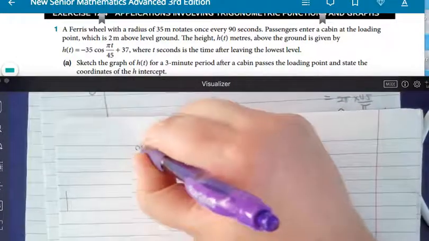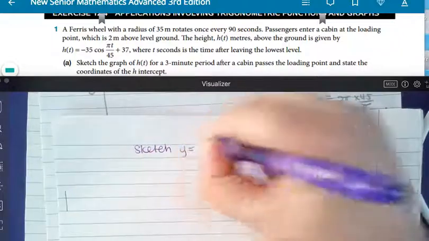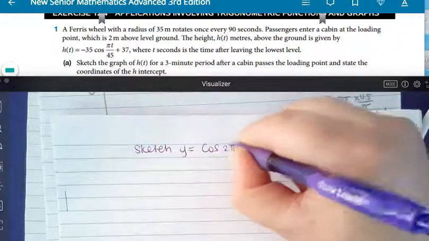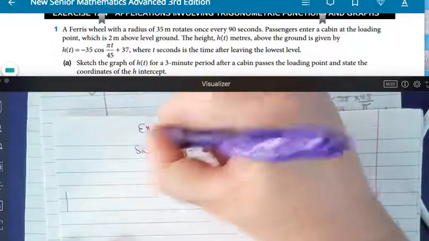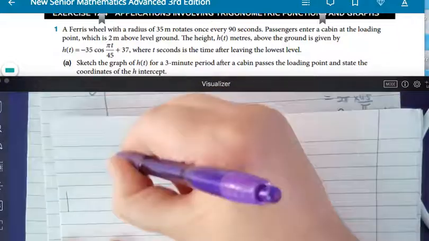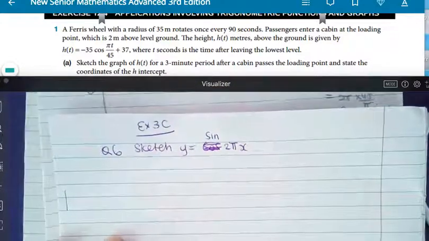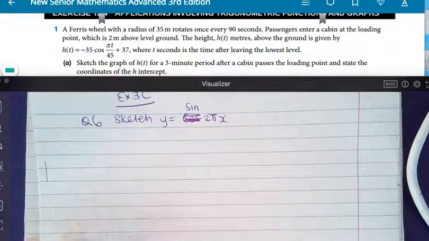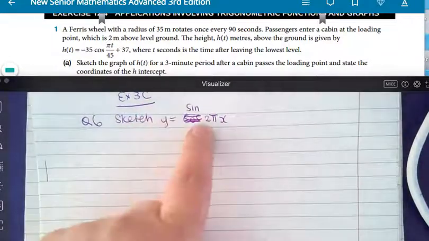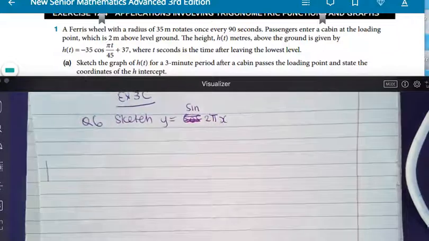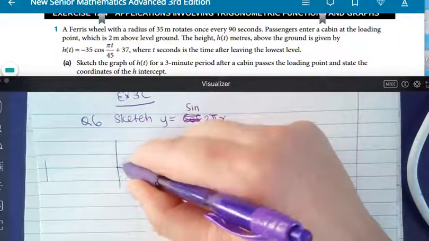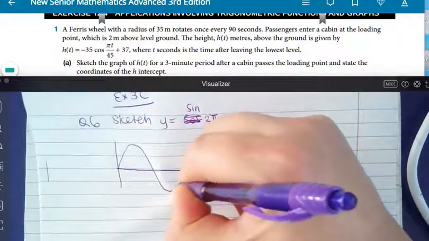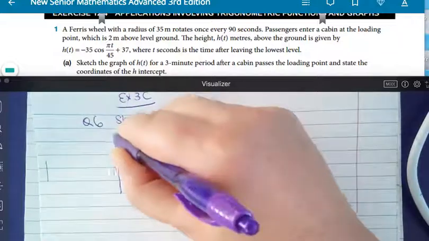If I say sketch y equals sine of 2 pi x, right? Just going back, just an example of this. If you go back to exercise 3C, that worksheet, question 6, we never did this question. It's a really good time now to do that question. So this is a sine curve, is it? Right? It's a sine curve which goes like this. Okay? It's an ordinary sine curve.